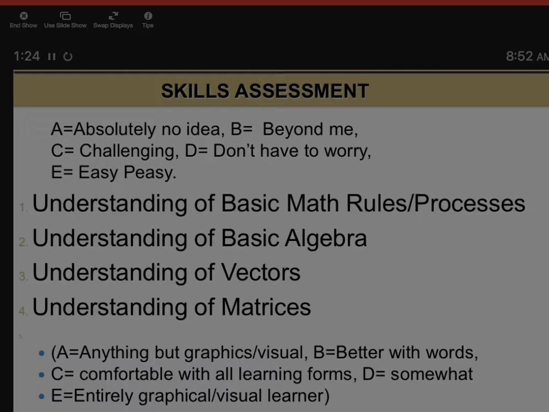Everyone voted? Anyone still? And these are set up as what are called anonymous polling. All I know is that you answered. I never get to see your answers. I just look at the distribution for me to get a better understanding of how I have to cover things. Okay, so that was A. Now let's do B, understanding of basic algebra.